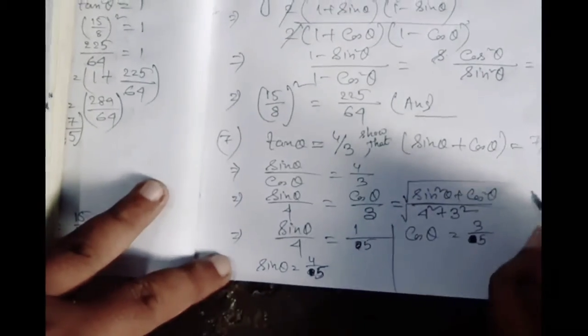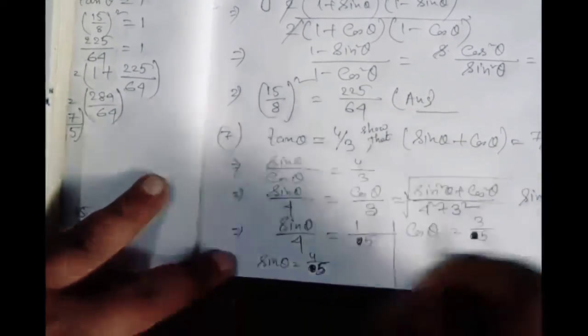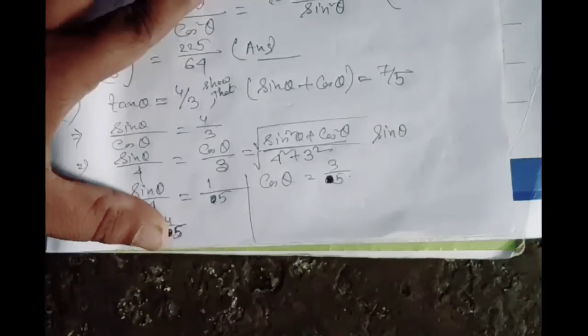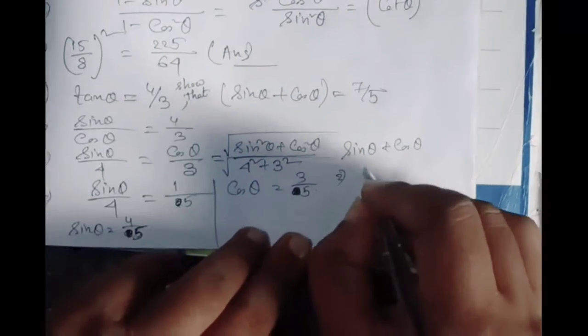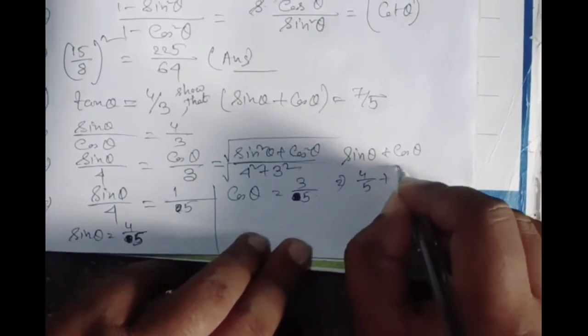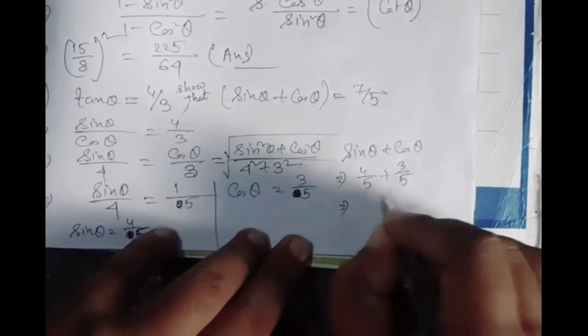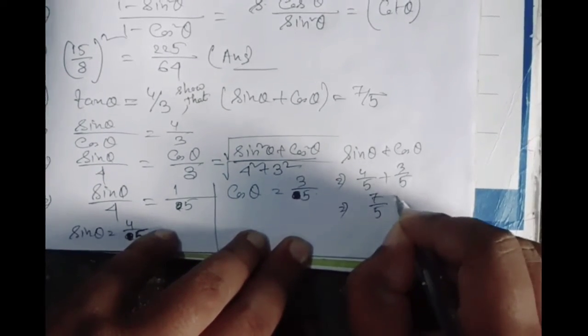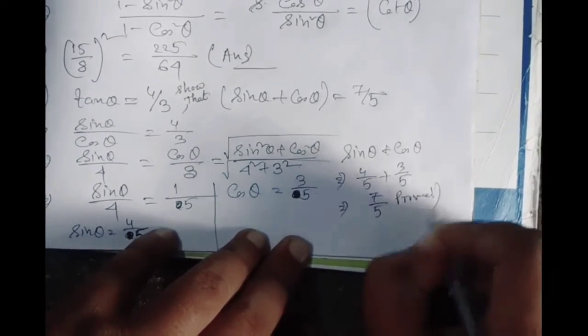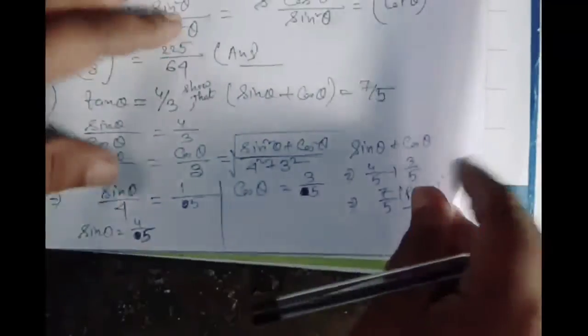Now sin theta plus cos theta equals 4 by 5 plus 3 by 5, that equals 7 by 5. So that is shown or proved. Okay, next, move to another question.